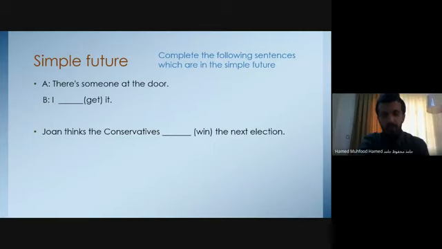Can you do this sentence? Can you change it? Can you put it? Can you complete this sentence in the simple future tense?